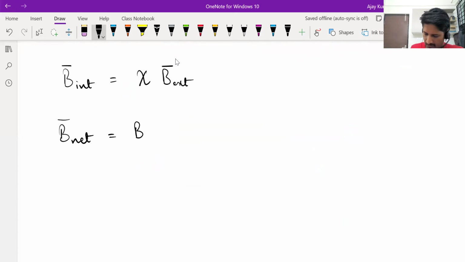It will be the sum of external plus internal magnetic fields. Is this correct or not? Inside the material, both fields will be there, external field as well as internal field. So the net field will be the vector sum of these two. If they are in the same direction, you add them. If they are in opposite direction, you subtract them. But as vectors, this is how we write. Do you all agree with this or not?